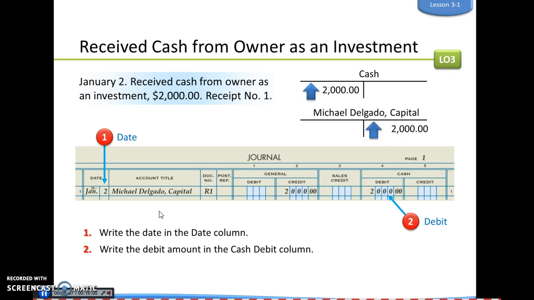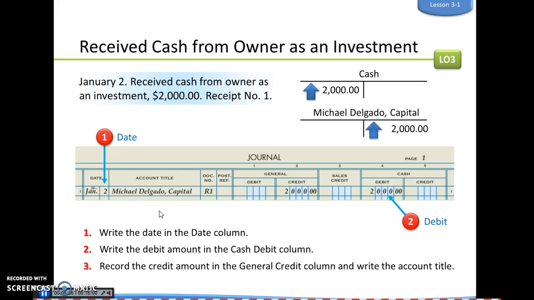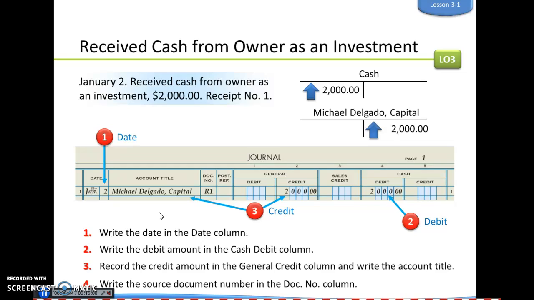Then you would write the debit amount in the cash debit column. The credit amount in the general credit column, and then write the account title. So it goes in the general credit column, and then the account title will be Michael Delgado, Capital. And then the last thing you write down is the source document number in the document number column. In this case it was a receipt, so we're going to use the abbreviation R1.